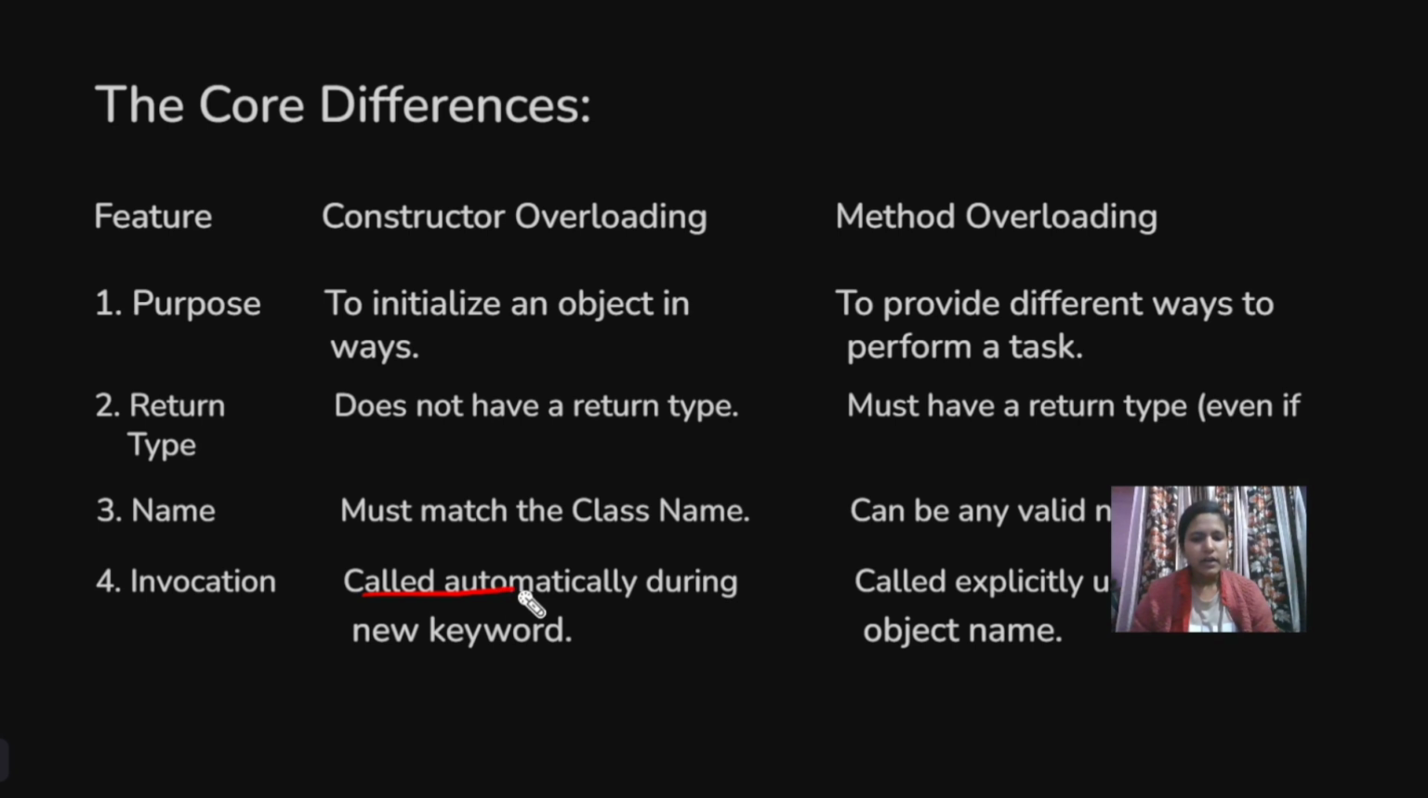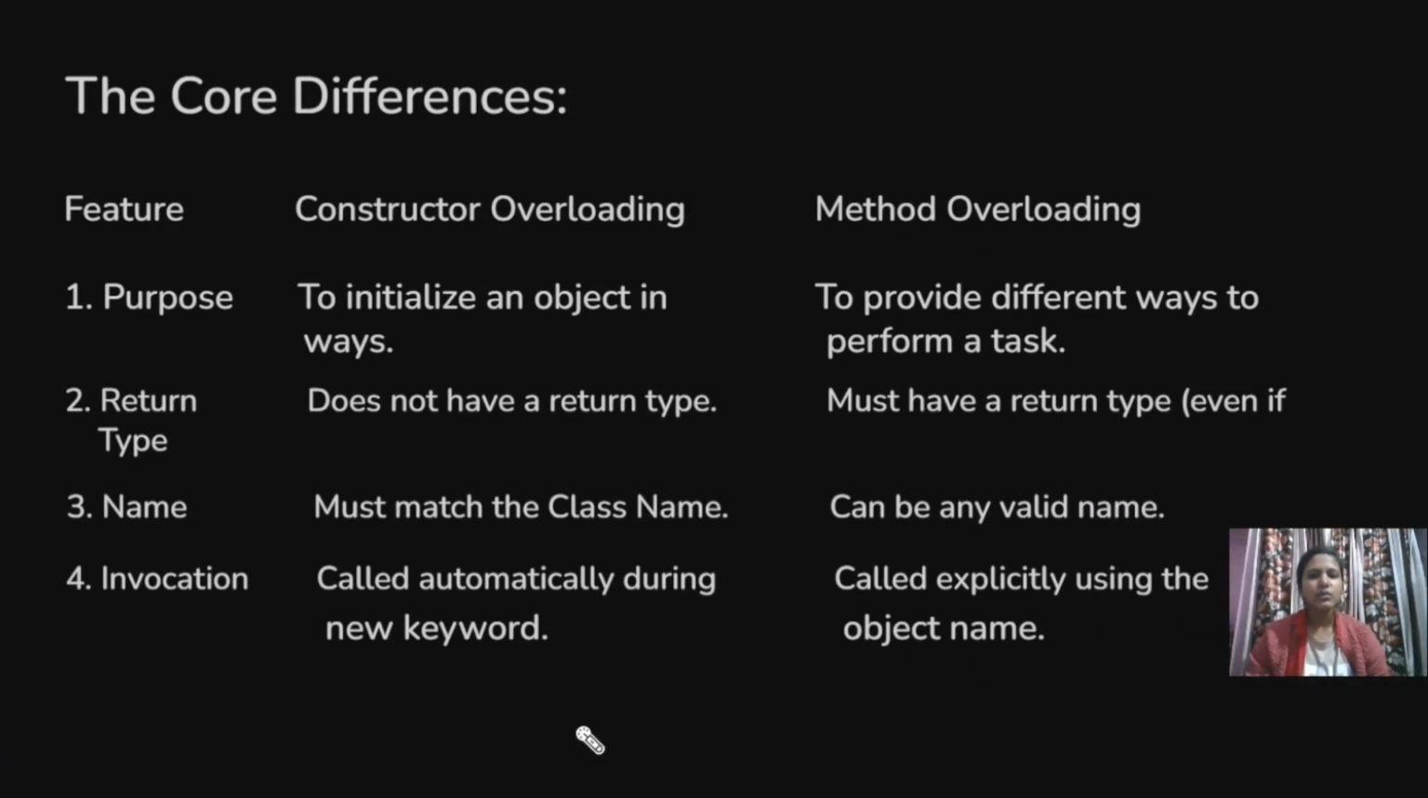Fourth is that the constructor is called automatically with the new keyword. When we create an object, the constructor is called automatically, whereas a method is called explicitly using the object name. First we create the object and then, using the object, we call the method. That is method overloading. And if we only create the object, so the constructor is called, that is constructor overloading. So basically these are the important differences between constructor overloading and method overloading.